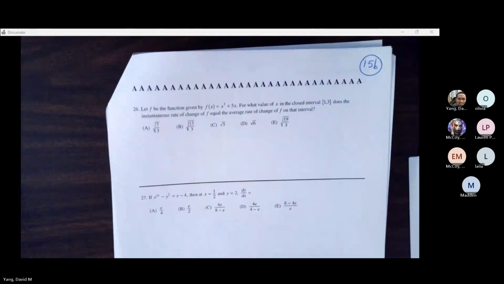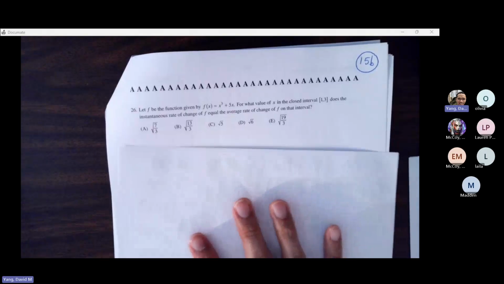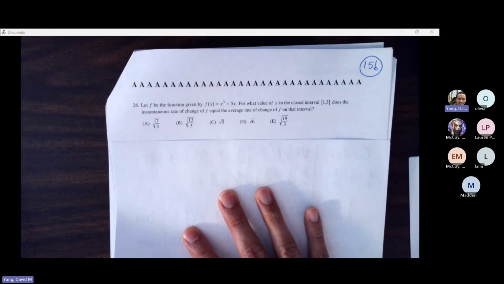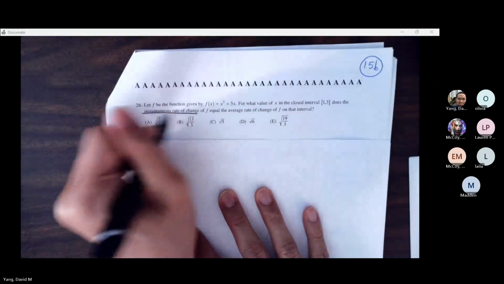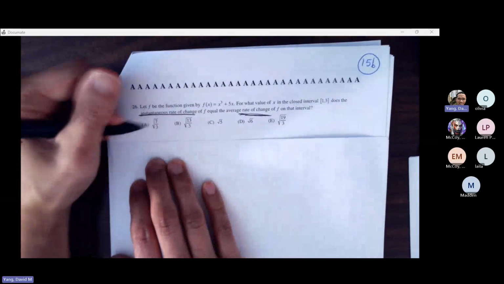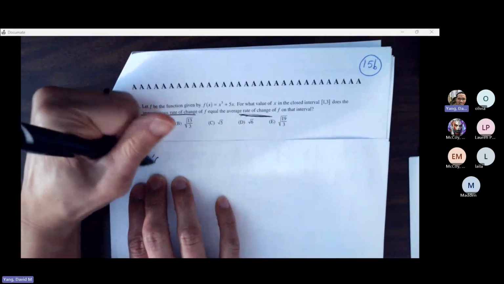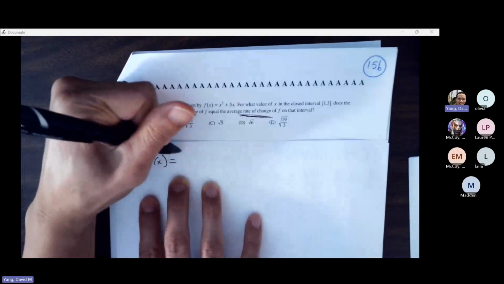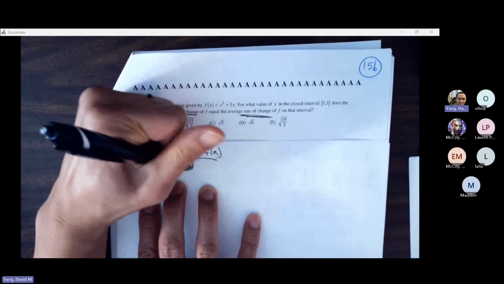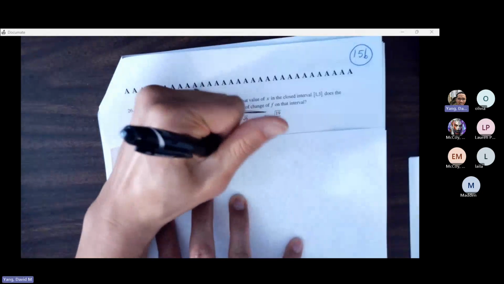All right, number 26. Let f be the function given by x cubed plus 5x. For what value of x in the closed interval from 1 to 3 does the instantaneous rate of change equal the average rate of change? So that's basically f prime equaling f of b minus f of a over b minus a. It's basically the setup for mean value theorem.